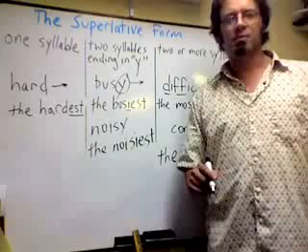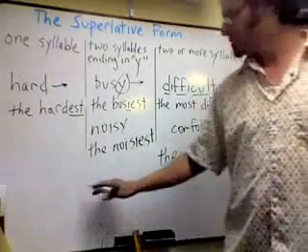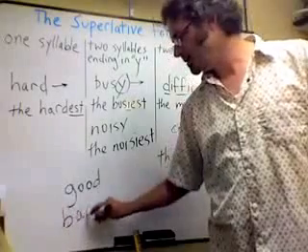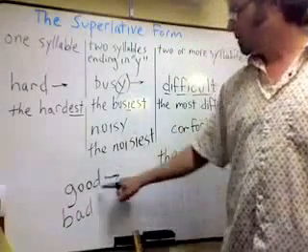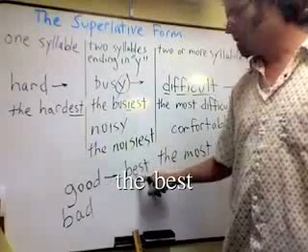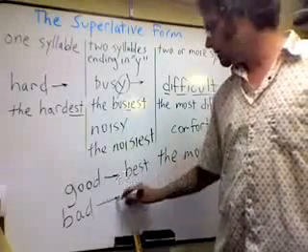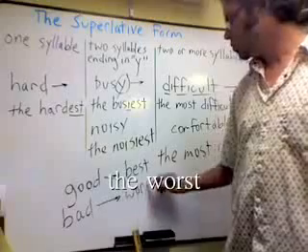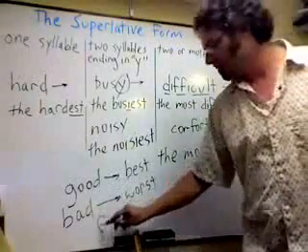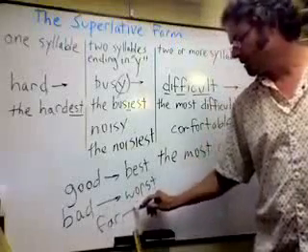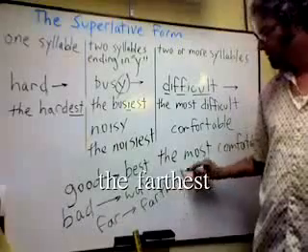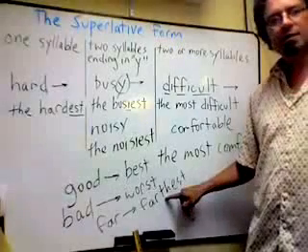There are also some irregular adjectives, such as good and bad. To make the superlative from good, use best, the best. And for bad, use worst, the worst. There's also far. Far becomes the farthest. In this case, you have to add the th.